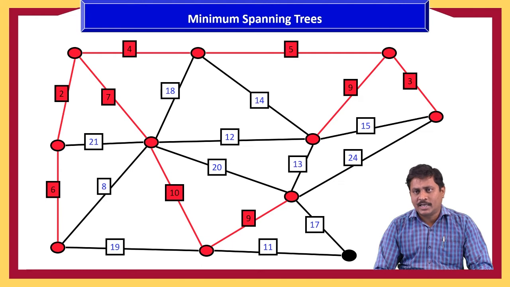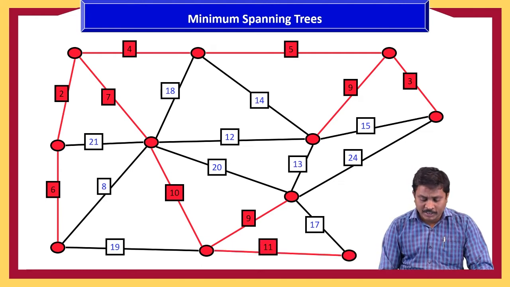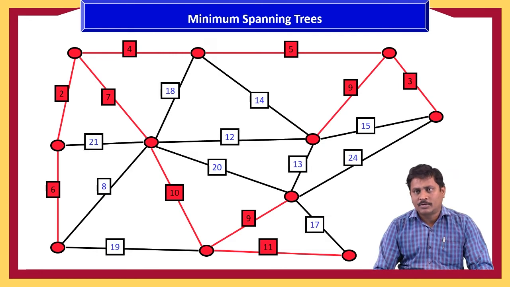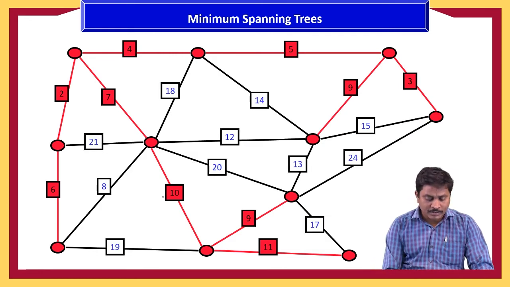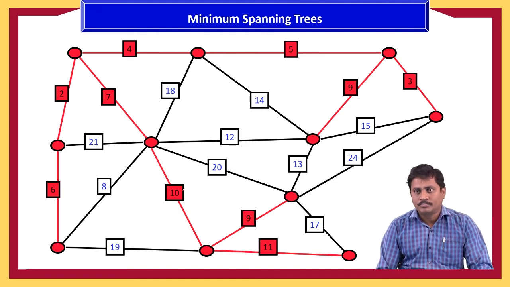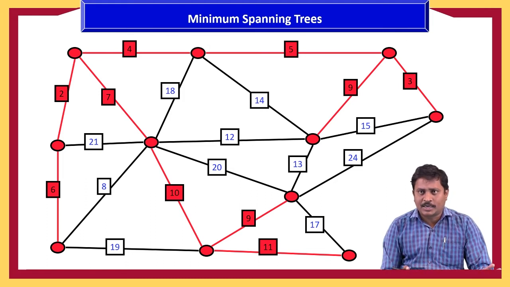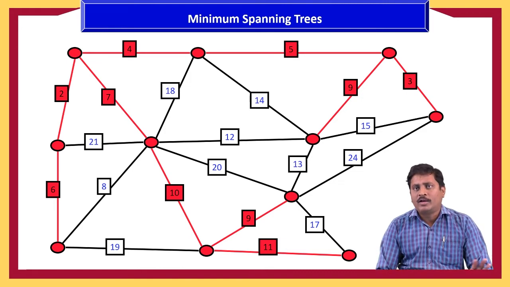Next minimum cost value is 11. We choose that one. Next minimum cost value is 12, but it forms a loop. Here we observe that this path covers all the vertices of the graph, so any edge we choose now forms a loop. So we stop here and we find the minimum cost value of the spanning tree.